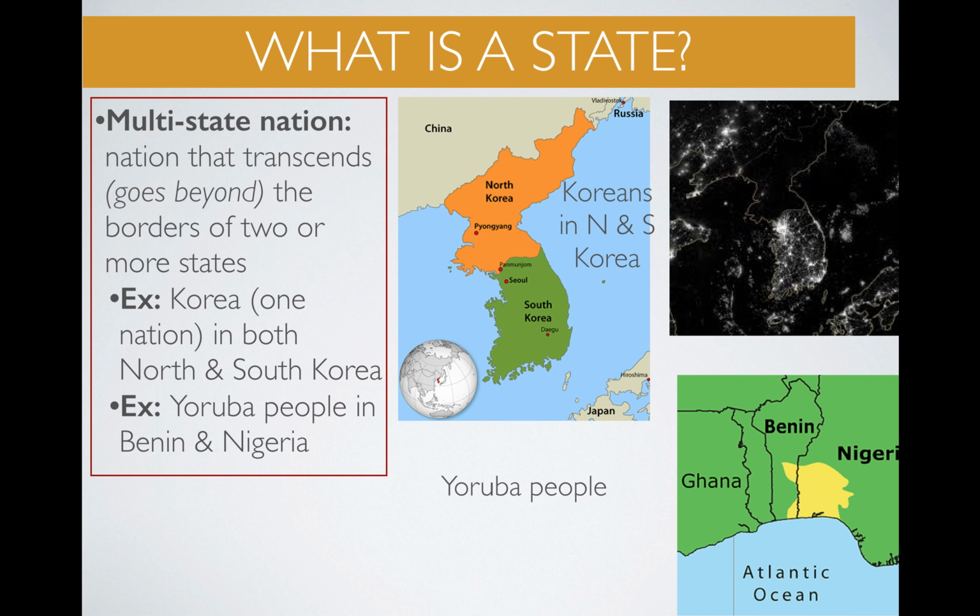Another example of a multi-state nation would be the Yoruba people. As you see in the bottom right, where the Yoruba ethnic group is located is shown here in yellow. Yet that ethnic group transcends; it goes beyond the borders of one particular country. So we've got Yoruba who live within Nigeria, and many Yoruba people who live within Benin. That would be an example of a multi-state nation.